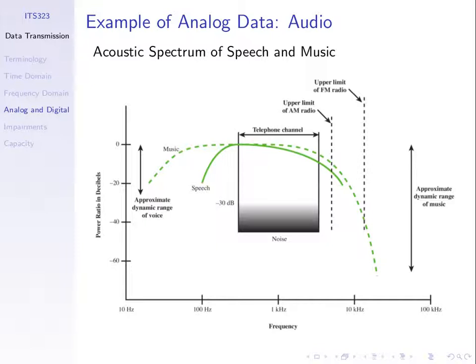What's here? Let's say it's 4 kilohertz. Be careful, it's a logarithmic scale: 2, 3, 4, 5, 6, 7, and so on. So let's say it's 4 kilohertz, just for example, because we use that number later. So the bandwidth of voice is about 4 kilohertz.